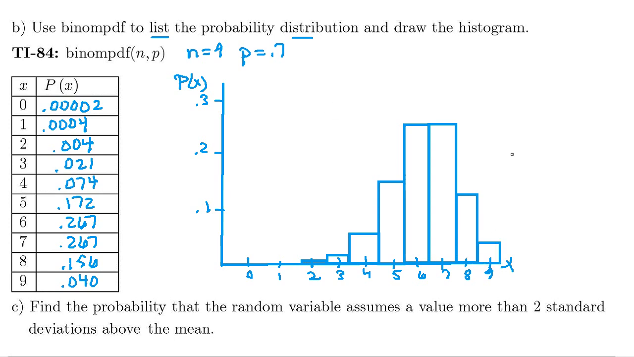So notice that this distribution, if we look at it, is skewed left. So if we drew our approximating curve here, it looks something like this. So this guy is skewed to the left. And binomial distributions will be skewed quite a bit unless this probability is close to 0.5. And then lastly, we want to find the probability that the random variable assumes a value more than 2 standard deviations above the mean.